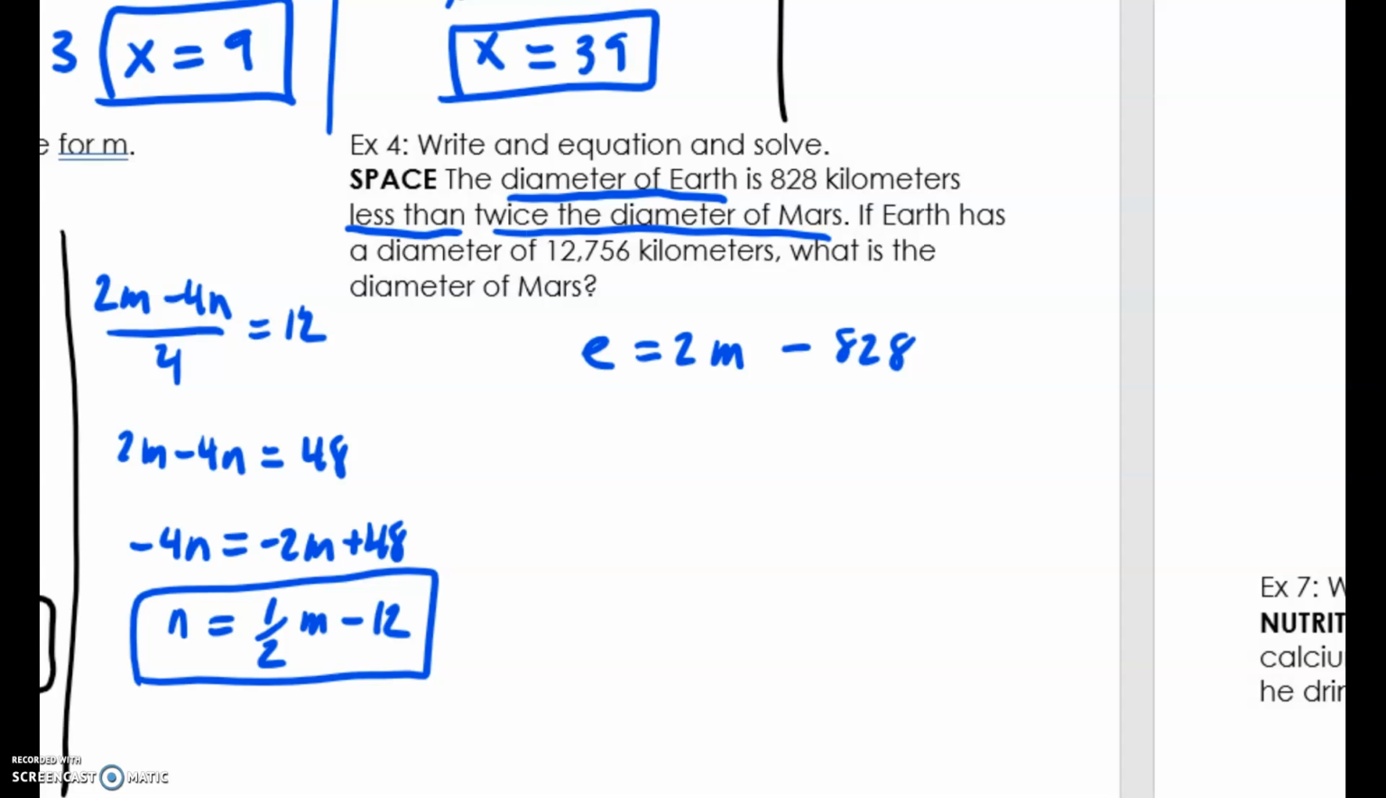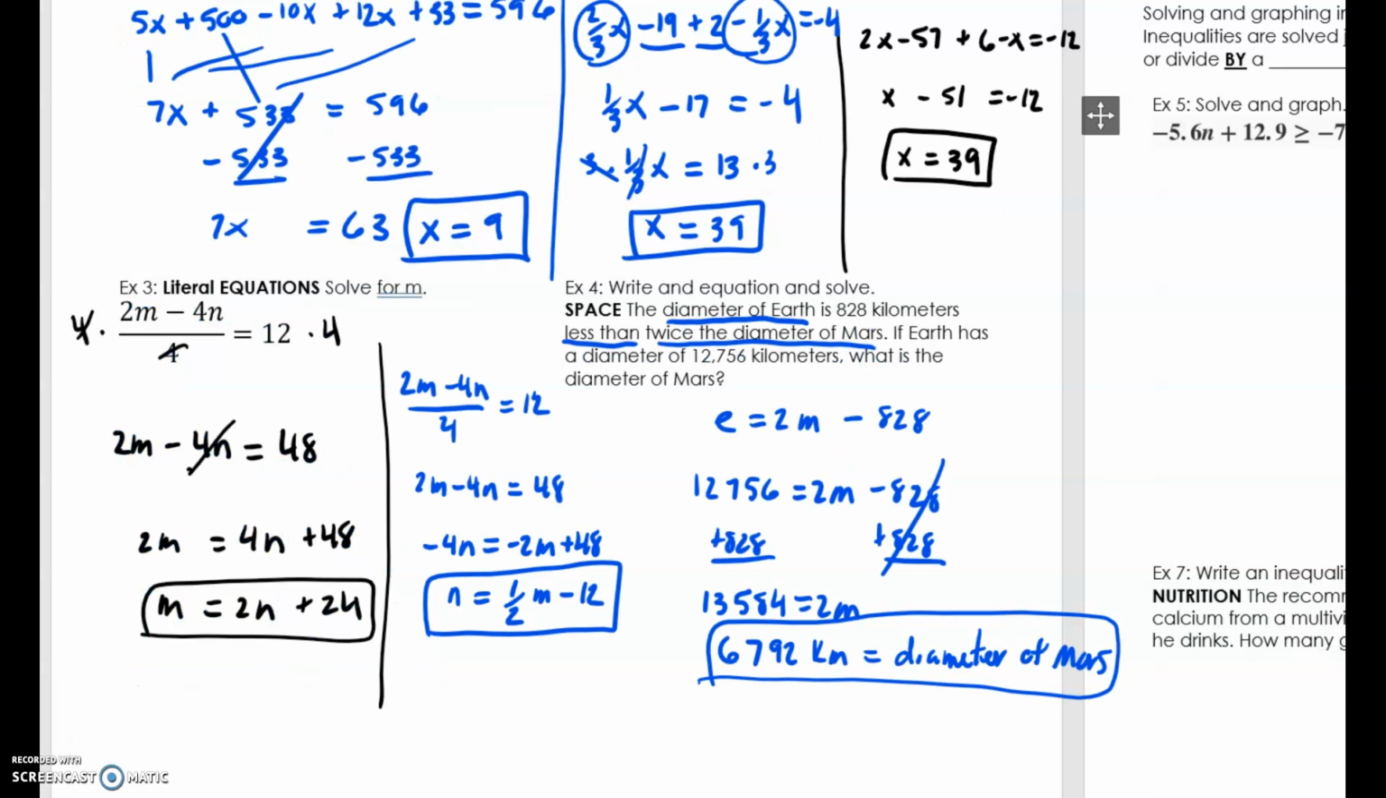So now I can just substitute that in. 12,756 equals 2m minus 828. Alright, now let's just go ahead and solve for m. Pause the video and give that a try. Alright, hopefully you're getting 6,792, and that's equal to the diameter of Mars.